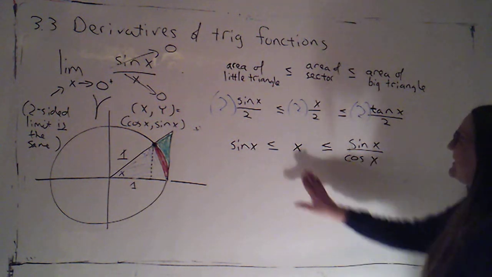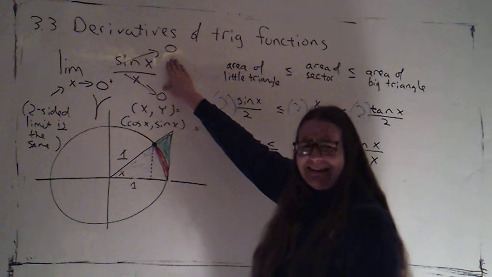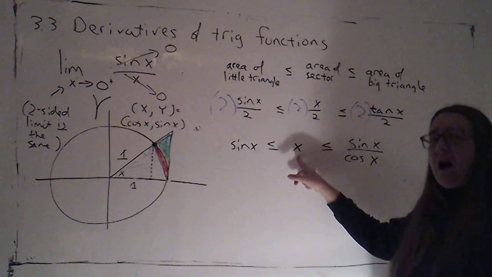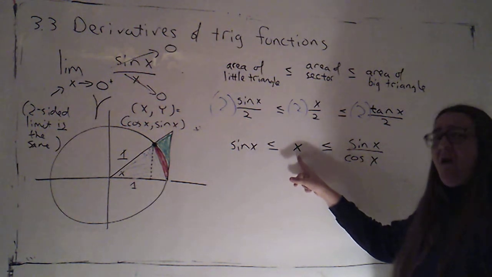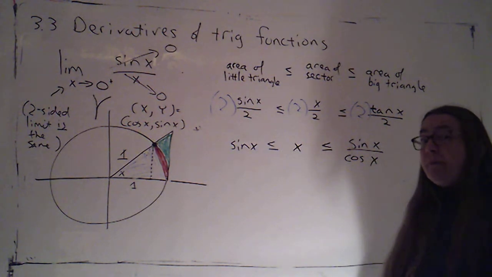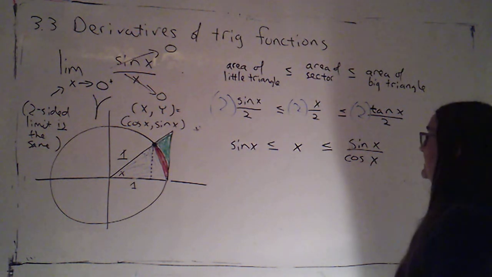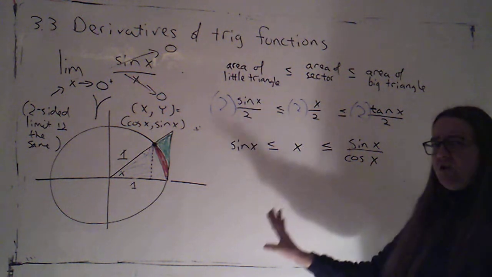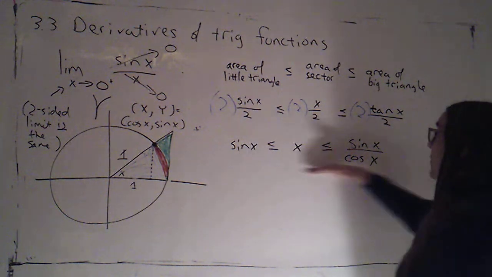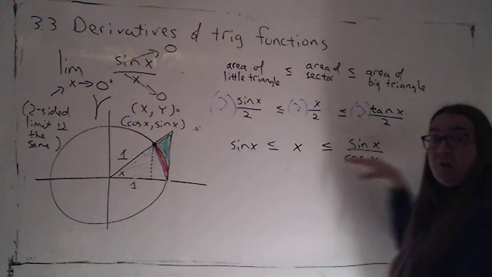Okay, now in the middle, I want to get this. So I don't want x on top. I want x on bottom. So I'm going to take the reciprocal of these things. Now as I do that, I have to be careful. Here it's very important that I know that all of these things are positive.